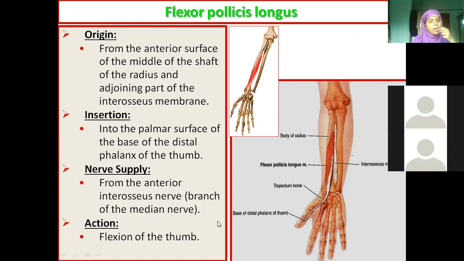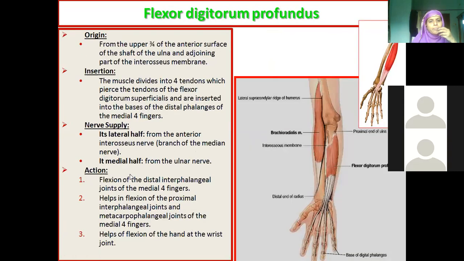Blindly you remember, all muscles except flexor digitorum profundus, medial half, and flexor carpi ulnaris. Only two. Rest all are median. If you want to be more specific, it is the anterior interosseous branch. The posterior interosseous nerve is a branch of the radial nerve. I'm introducing a few terms. Anyhow, all nerves I will take in detail because all are essays. The anterior interosseous nerve is a branch of the median nerve. Action is, it helps in the flexion of the thumb. Next, we have flexor digitorum profundus.